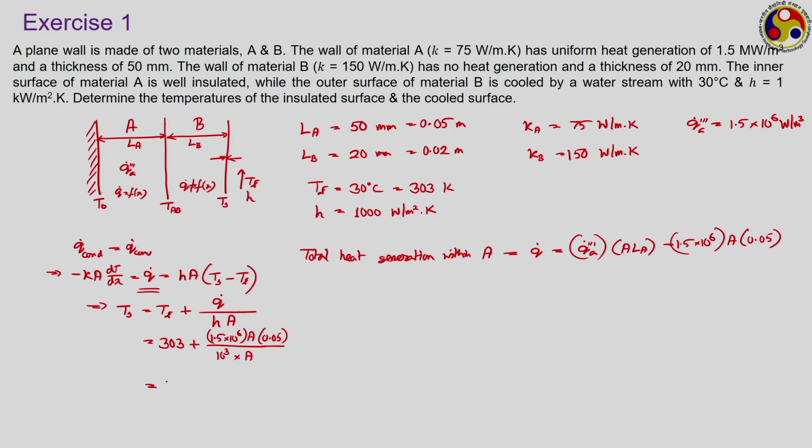So, if you calculate the numbers, the temperature at the cooled surface is going to be about 378 Kelvin, which is about 105 degree Celsius. So, this is one of the solutions, this is for the cooled surface, which you can get very easily. Now, we have to do it for surface number B. What about the temperature point TAB? How can we calculate TAB?